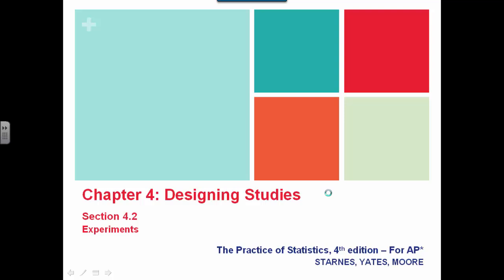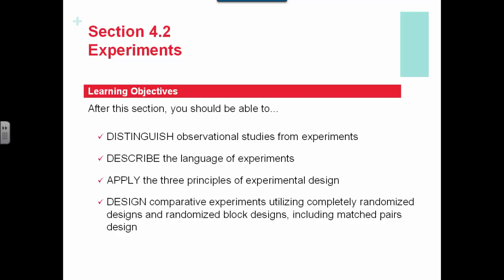Our next lesson is on designing studies using experiments. In this section, we'll look at observational studies versus experiments, describing the language of experiments, applying 3 principles of experimental design, and looking at designing comparative experiments using completely randomized designs and randomized block designs, including matched pairs design.